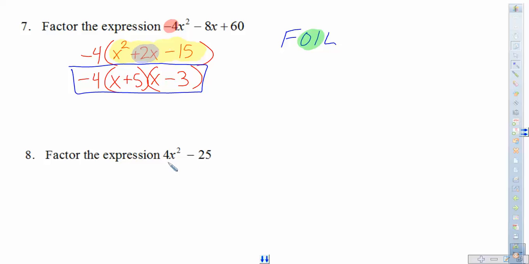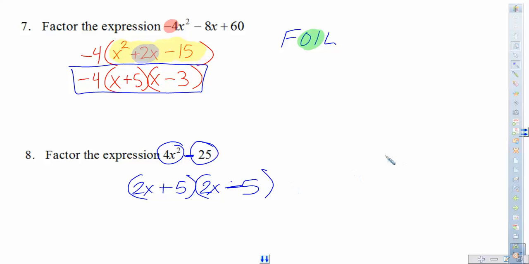Completely factored. Here's the other kind of factoring job you need to know how to do. A difference of two perfect squares. Do you notice 25 is a perfect square of 5. 4x squared is a perfect square of 2x. So we should be able to factor this one pretty easily. And we could write this as 2x times 2x to get 4x squared. Because this is a negative 25, one of those 5's has to be positive and the other 5 needs to be negative. How do I know I've done this right?